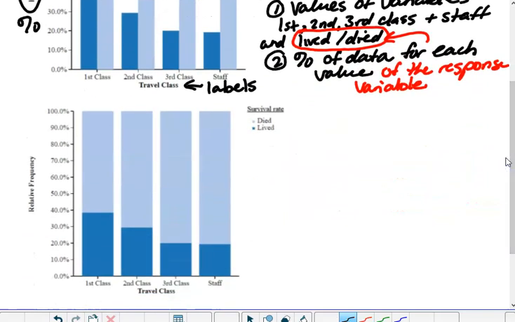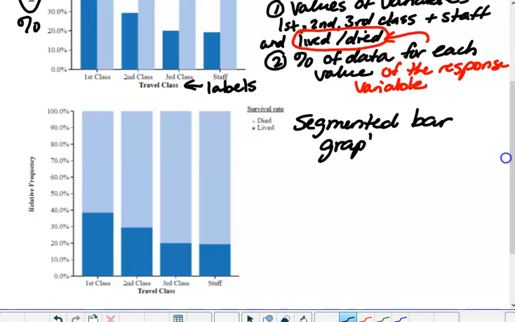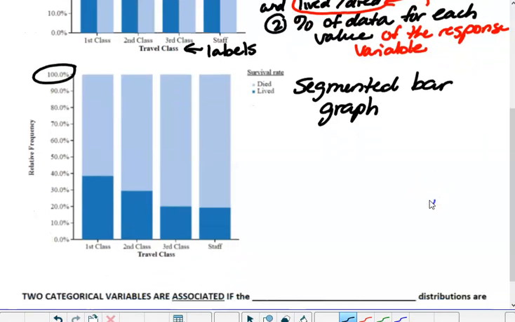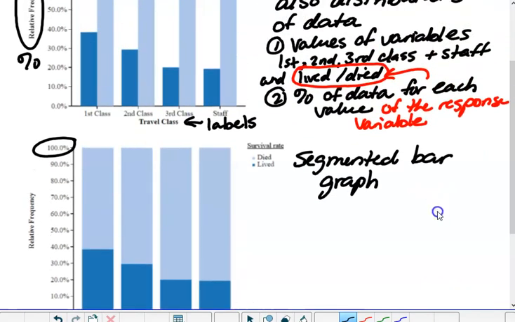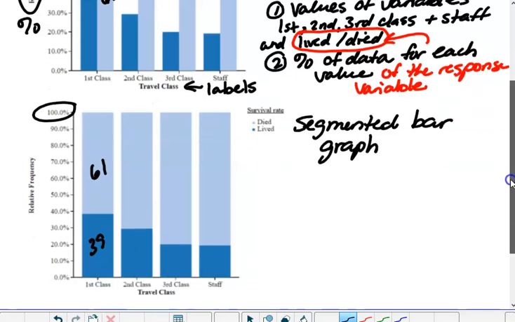Now this one is called a segmented bar graph, and it tells us the same information just displayed in a different way. And notice that all the bars have the same height. They're all 100%, but the segments are different. So if we were to kind of analyze, this was like 39%, and this was like 61%, and this would be the 39 and the 61. So it just shows us in two different ways.